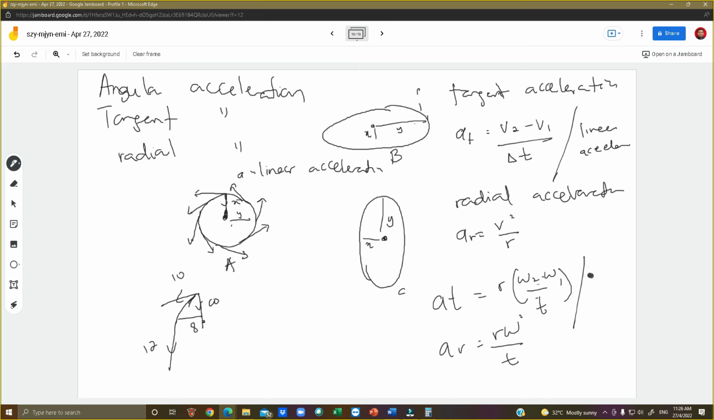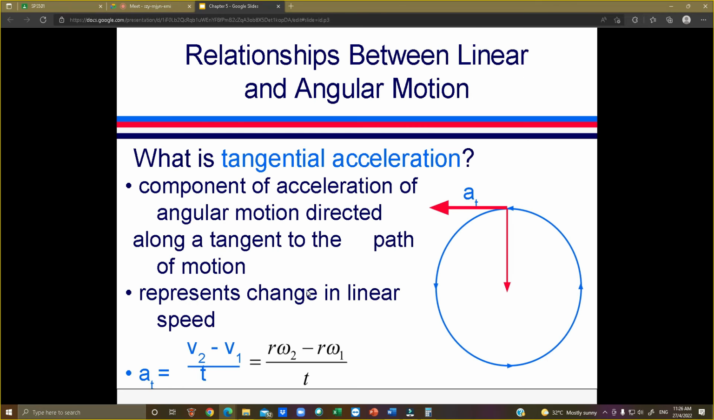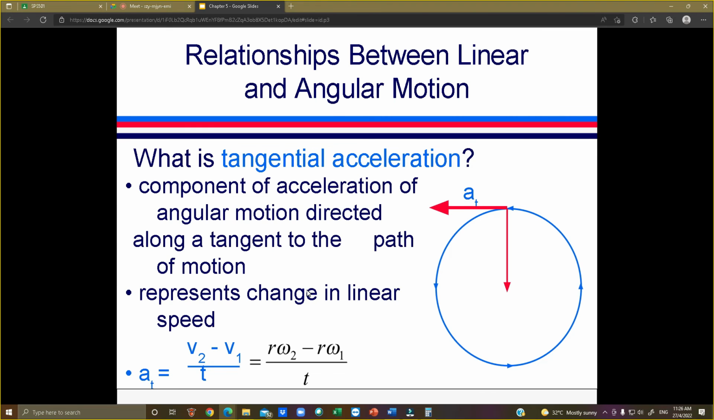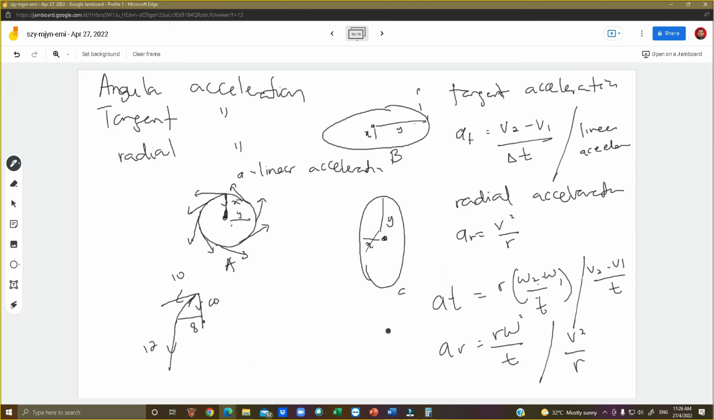Ataupun it can be V2 minus V1 over T. Okay. AR equals to R omega square over T ataupun it can be V square over R. Tengok ada sedikit je perbezaan dekat situ. So, which one you need to use, it depends on the information that being given.